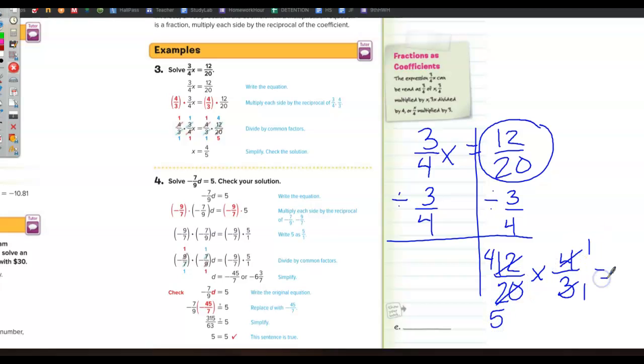So now when you multiply fractions, you just multiply straight across. 4 times 1 is 4, 5 times 1 is 5. So your answer is just 4. Questions on that?